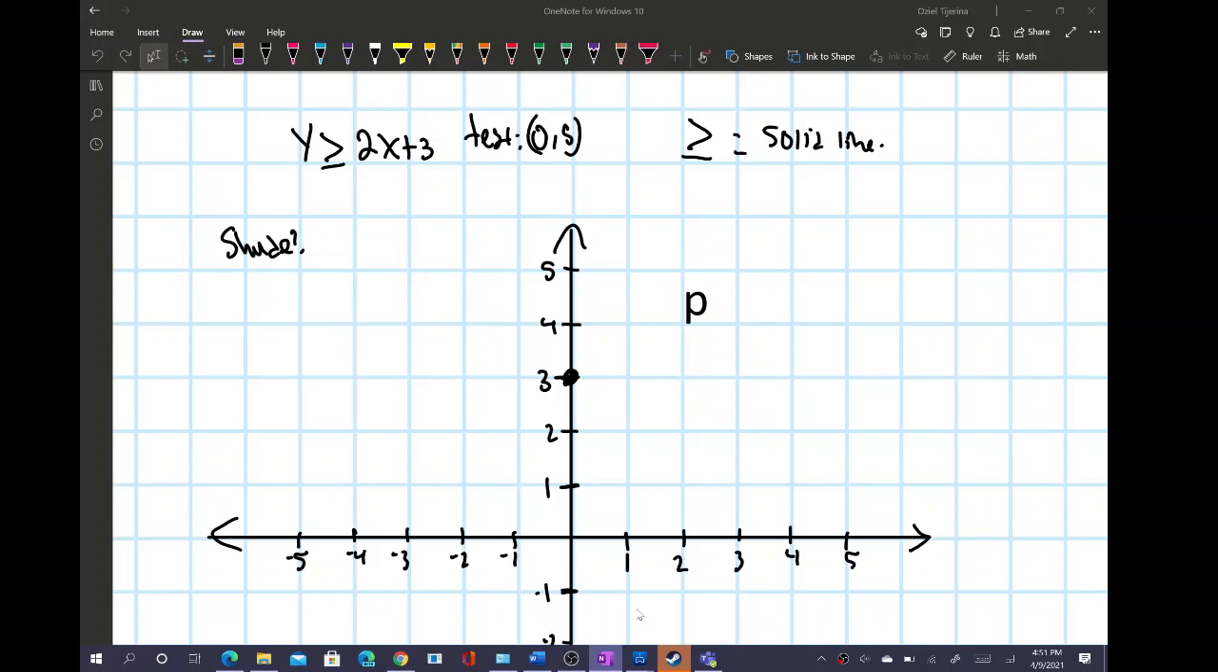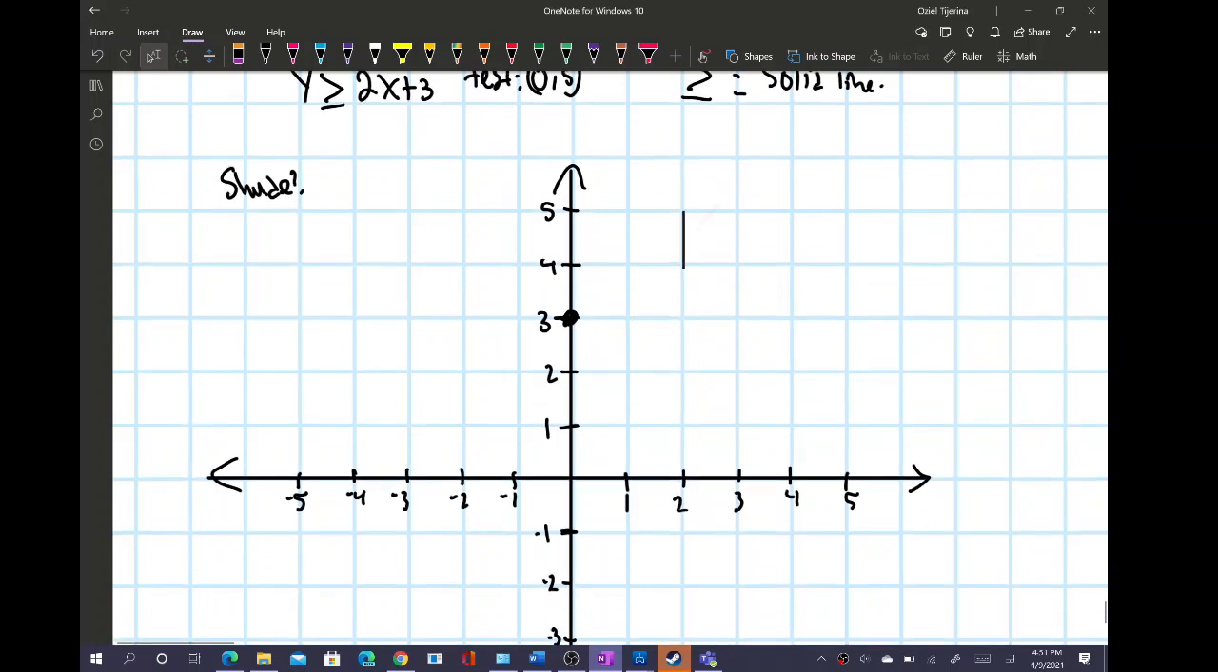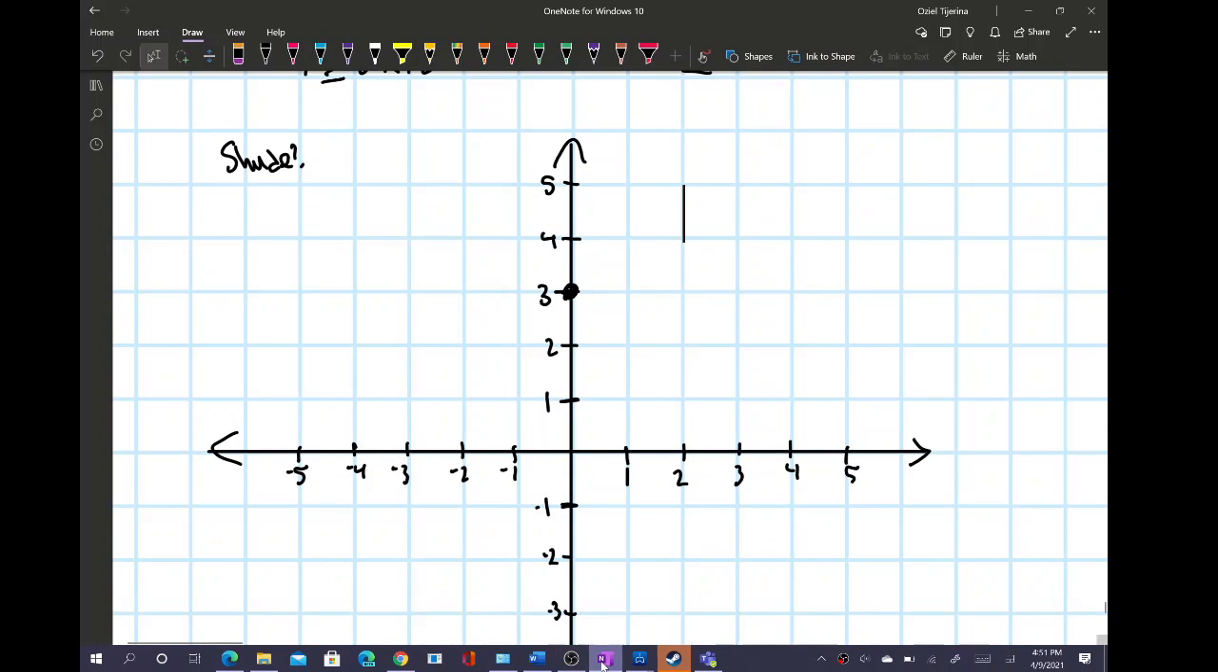Let's see. So the way you're going to do this is you're going to graph it just like a linear function. Let me just make sure, okay.